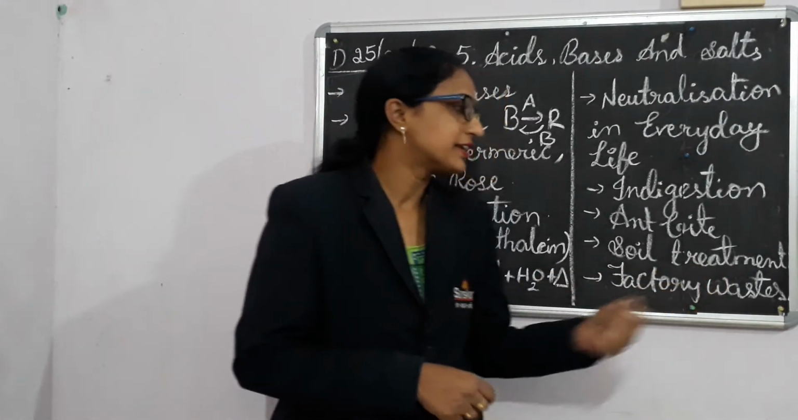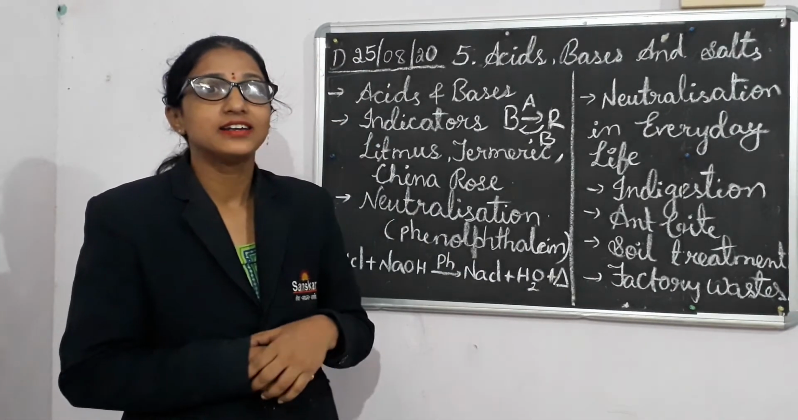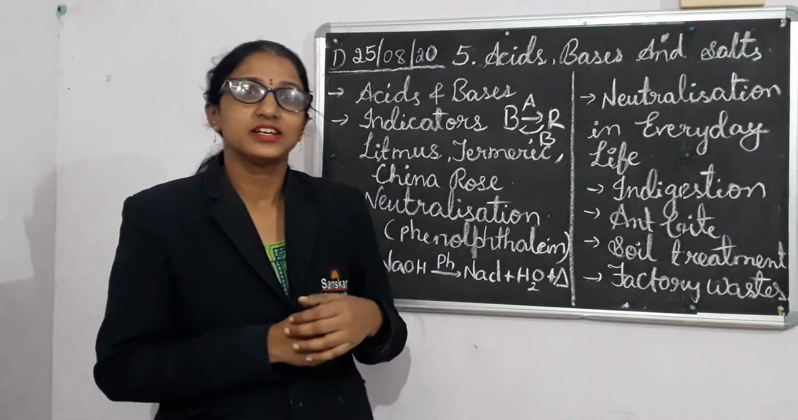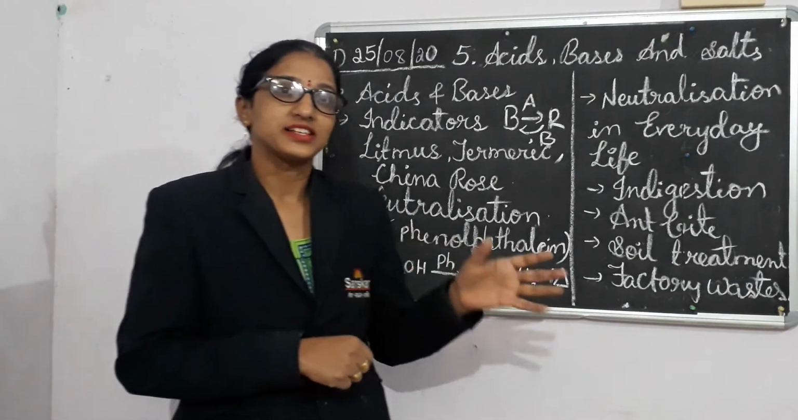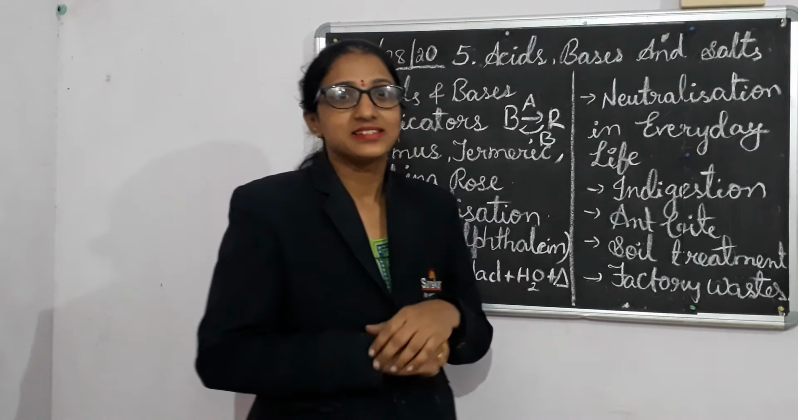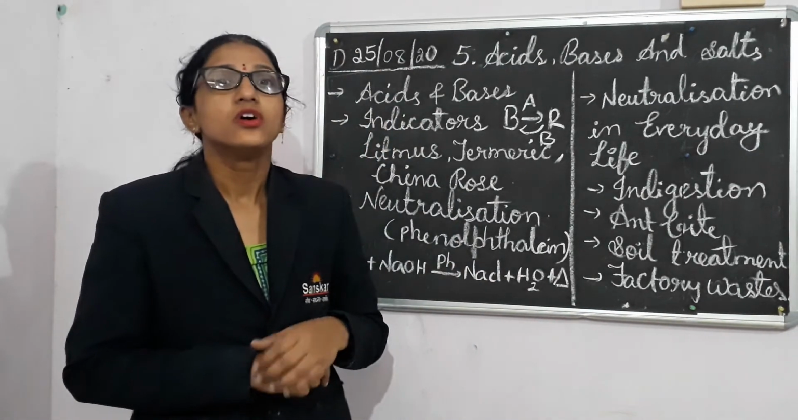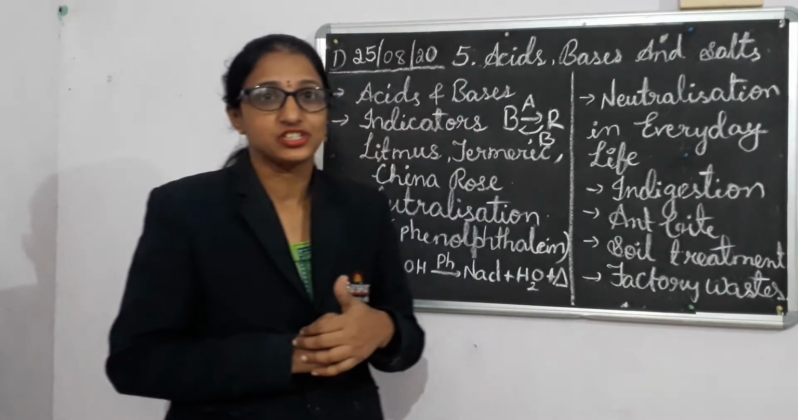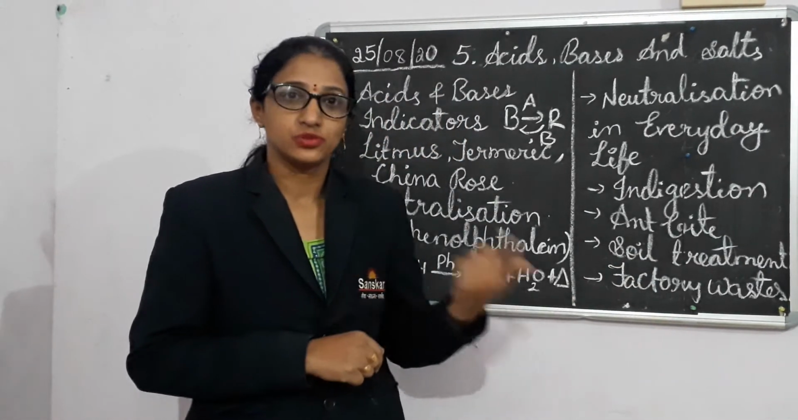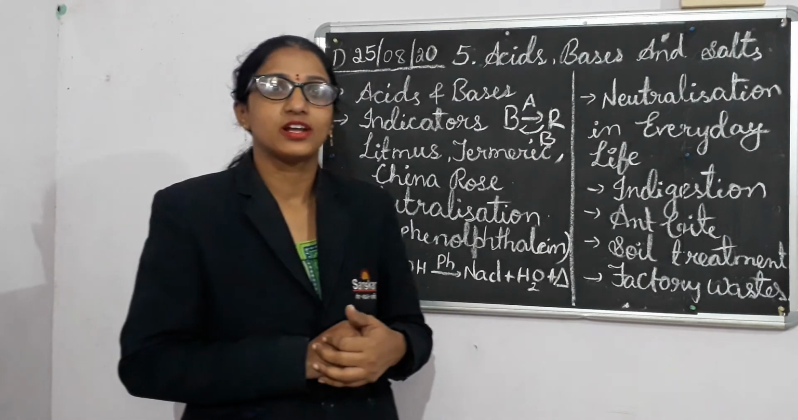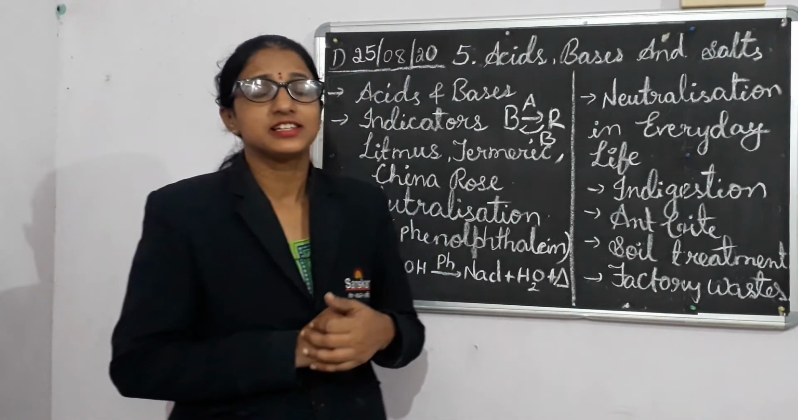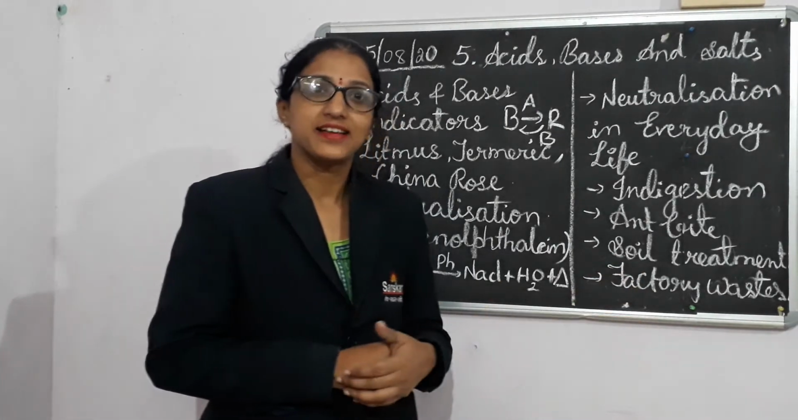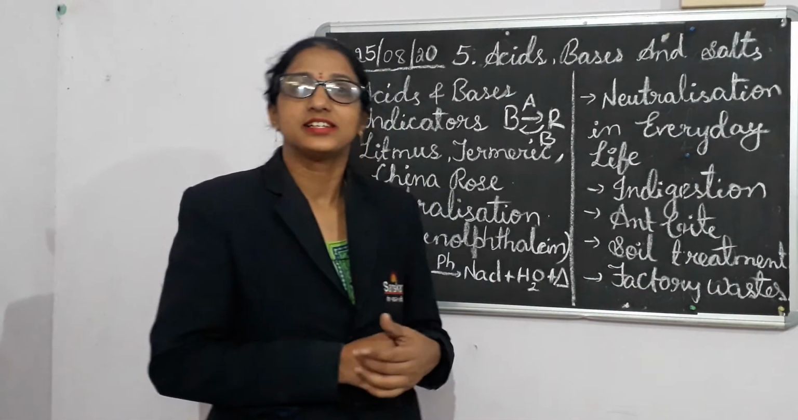And next one, soil treatment. By adding fertilizers, the soil nature is changing. It is converting into acidic or basic. To neutralize this, we have to add a few other compounds. If the soil is acidic in nature, then we have to add limestone. It is a base which neutralizes the soil. If the soil is basic in nature, then we have to add organic manure, which releases acid into the soil to neutralize the basic nature.